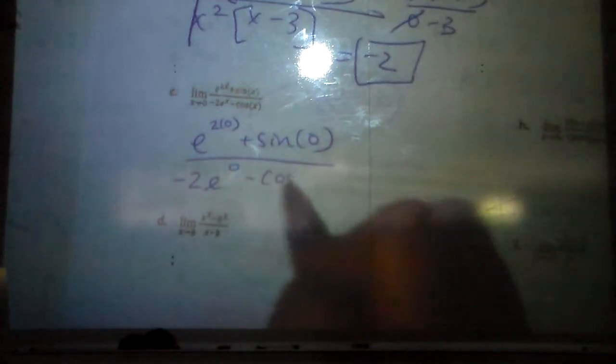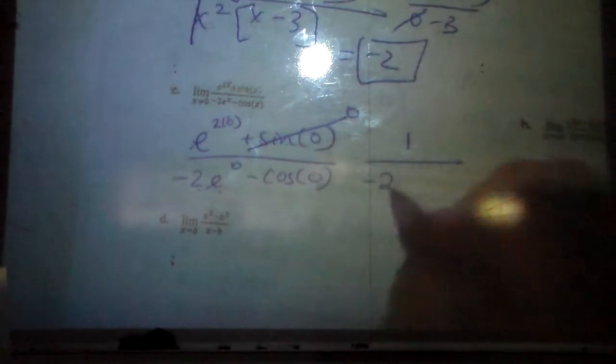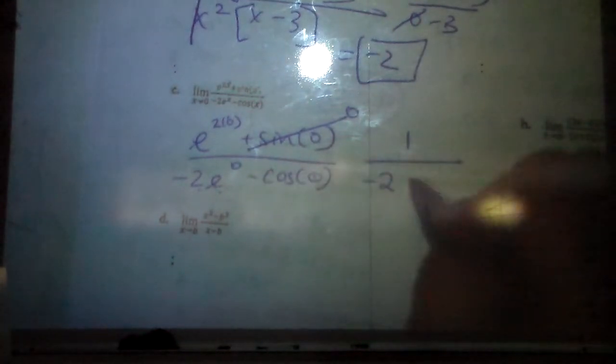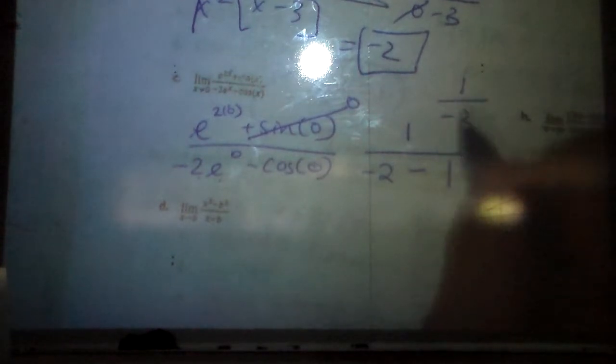Here I'm going to substitute in, so e to the 2 times 0 plus sine of 0 over negative 2 e to the 0 minus cosine of 0. Sine of 0 is just 0. e to the 0 is 1. Negative 2 times 1 is negative 2. Minus cosine of 0, so cosine of 0 is 1. We did this on the front, so this is just 1 over negative 3, or negative 1/3.